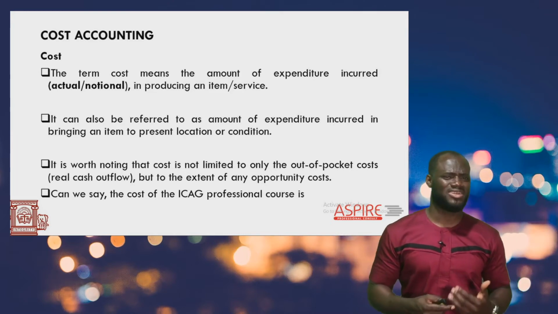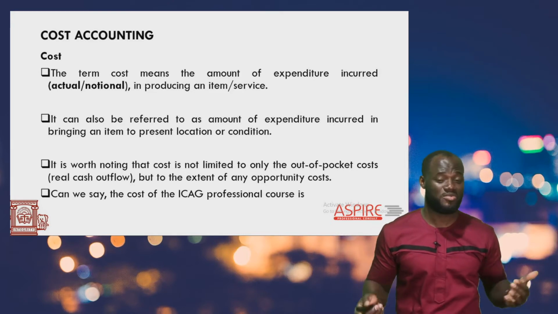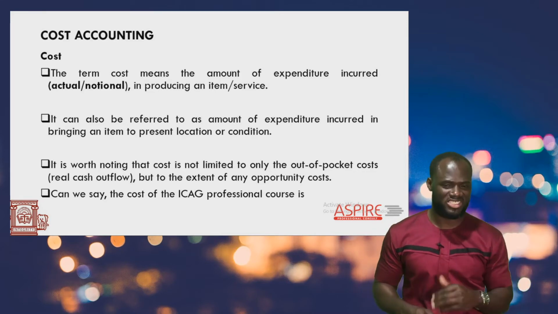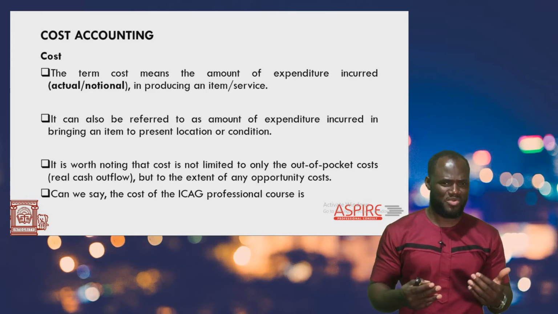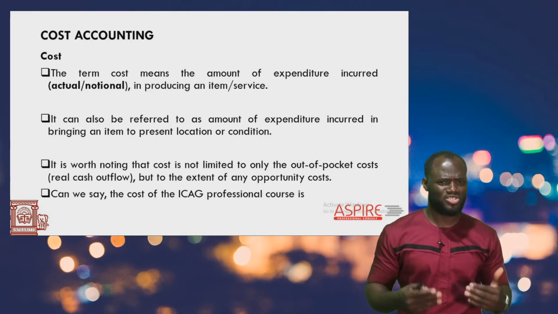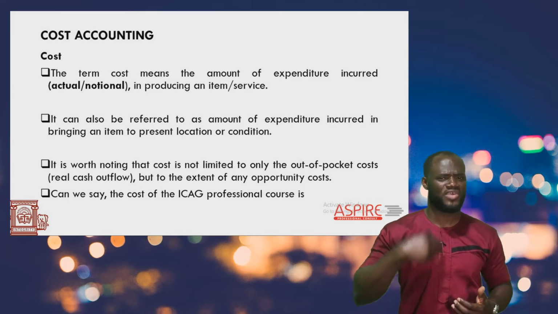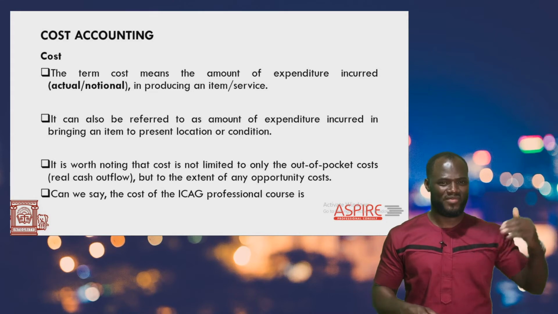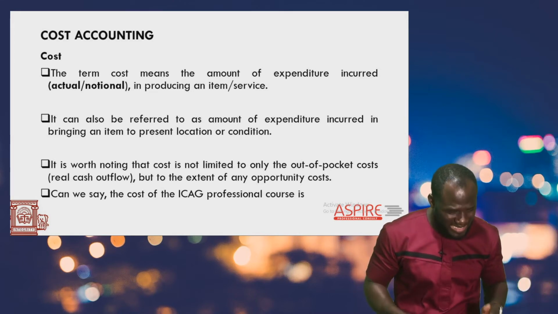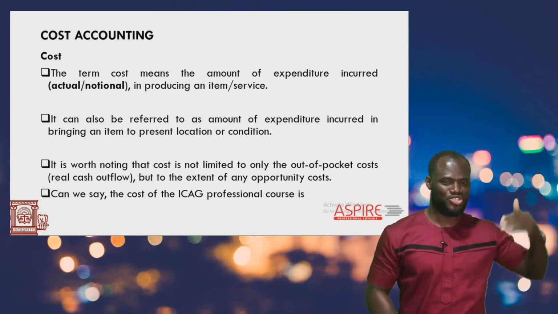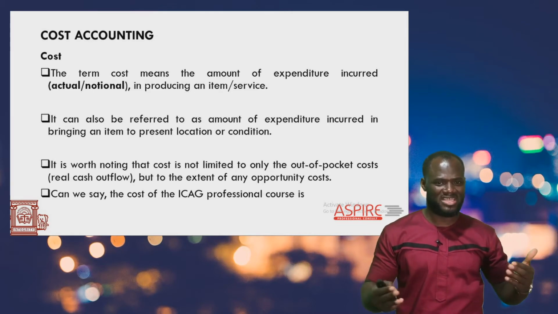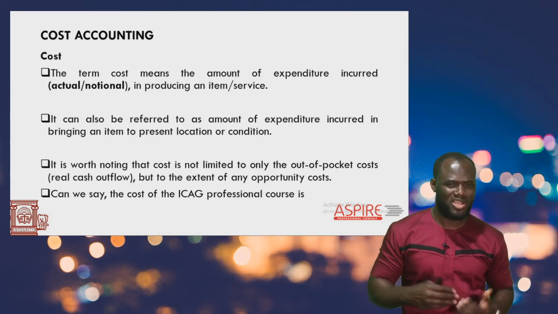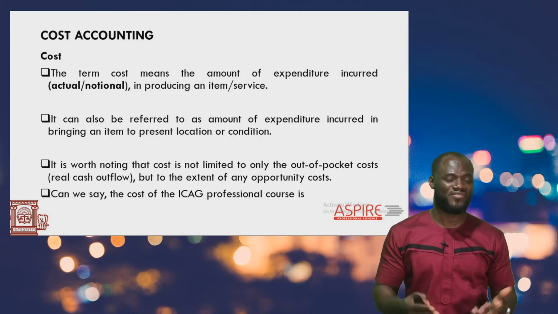Sometimes the same cost is referred to, in financial accounting or financial reporting, as the amount of expenditure incurred in bringing an item to its present location or condition. Like when you buy a car or a fridge, the cost of the fridge is not just limited to how much you paid for it. It also includes how much you incur in bringing the fridge from wherever you bought it to the intended place where it is meant to be used. So the transportation, the installation, the fixing, and all that you have to do to get the fridge to its present location and condition constitute the total cost of acquisition of that fridge.